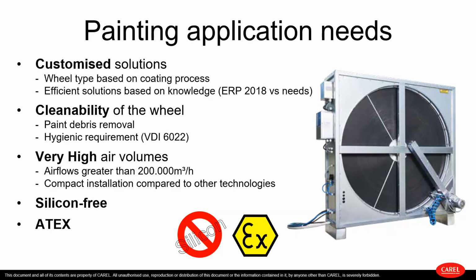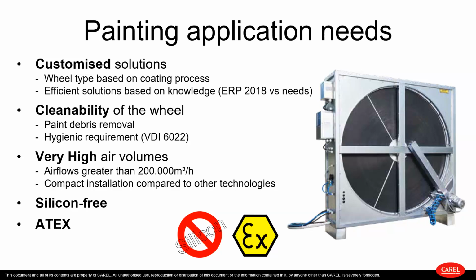As I just mentioned before, the cleaning of the wheel is relatively important because of the color. The paint itself will produce debris on the wheel, and by doing so, the wheel increases pressure drop and loses efficiency. So we need to clean the wheel periodically with an automatic cleaning device that is installed onto the heat exchanger. You can see it here on the picture.